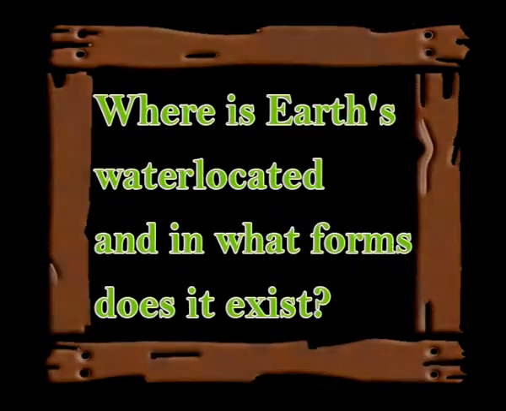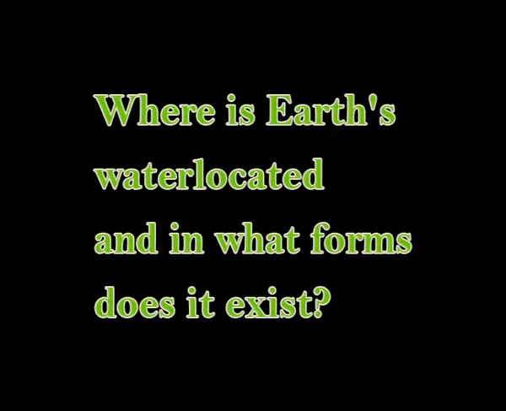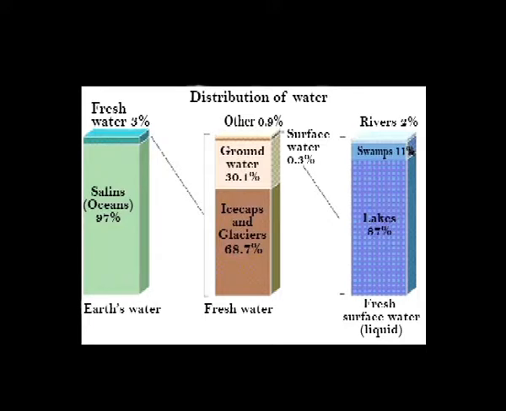Distribution of water. Where is earth water located and in what forms does it exist? You can see how water is distributed by viewing these bar charts. The left side bar shows where the water on earth exists. About 97% of all water is in the oceans.